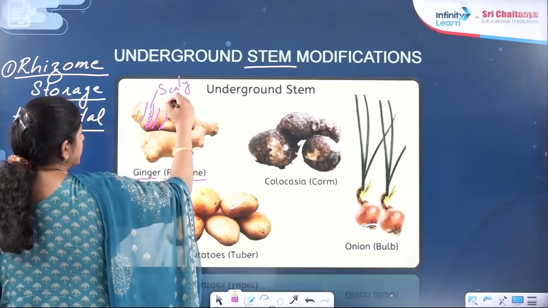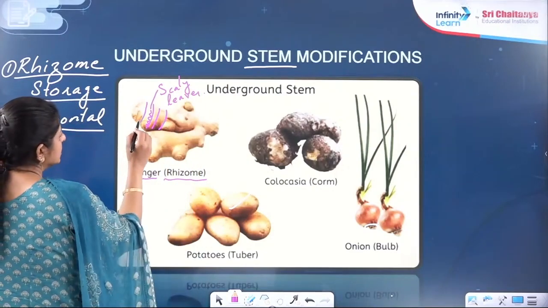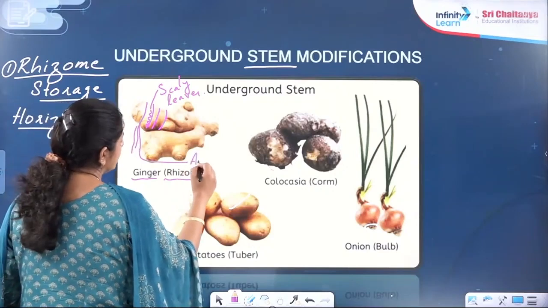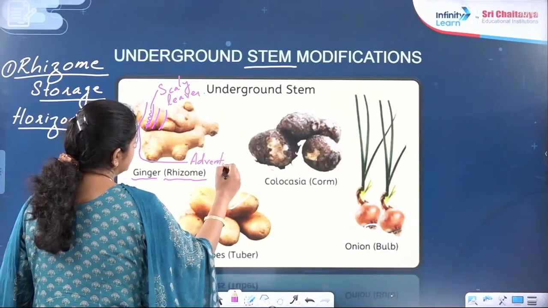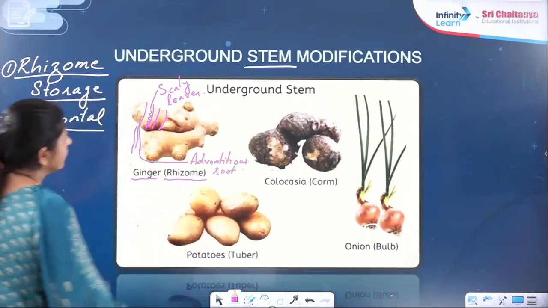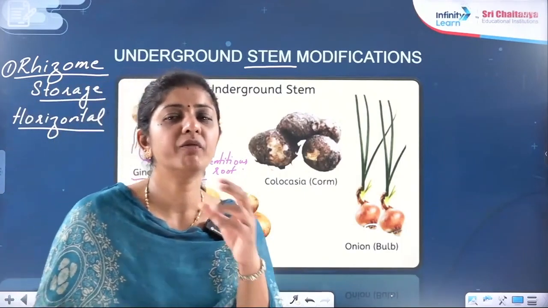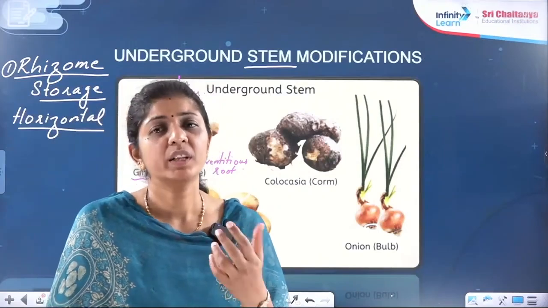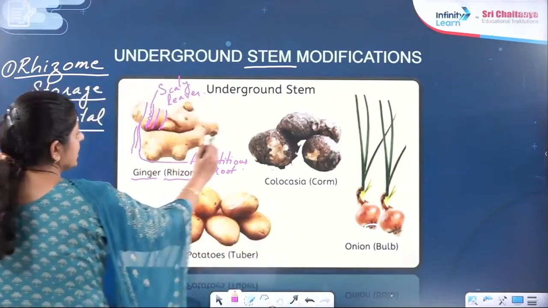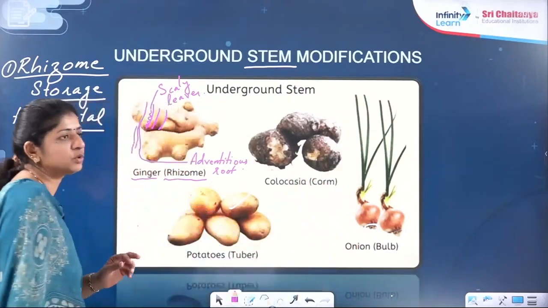Scaly leaves will be there. And from the nodes, there is the origin of this adventitious root. Even they are having adventitious root origin from there. On which point? On the node part, right? See the difference in the question, what they can keep. For example, already I said you, these three are for the storage, but its stem is not for storage.